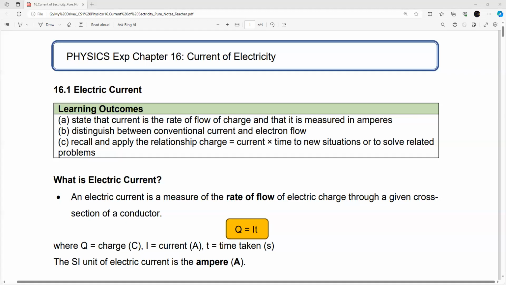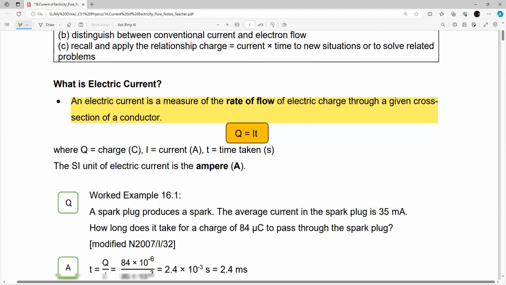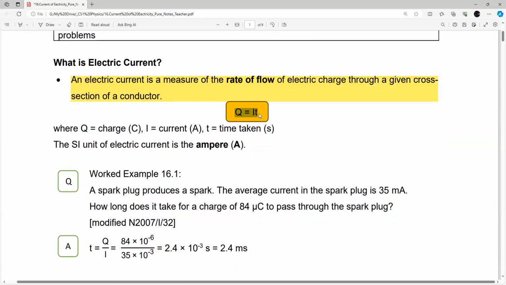Hi, welcome everybody to chapter 16, Current of Electricity. What is an electric current? Electric current is a measure of the rate of flow of electric charge through a conductor. It's given by the formula Q equals IT.